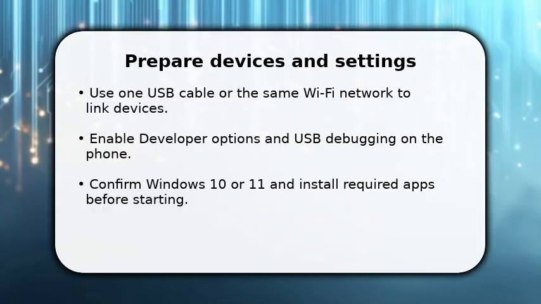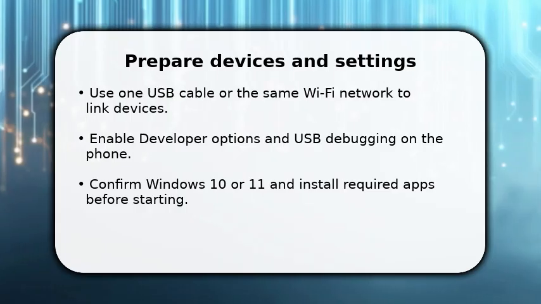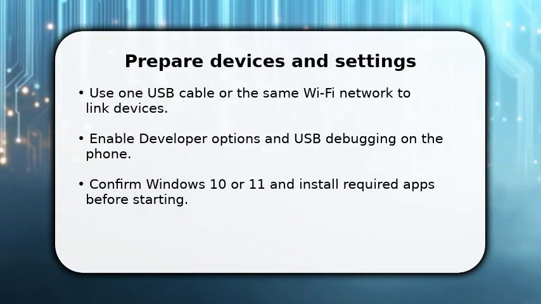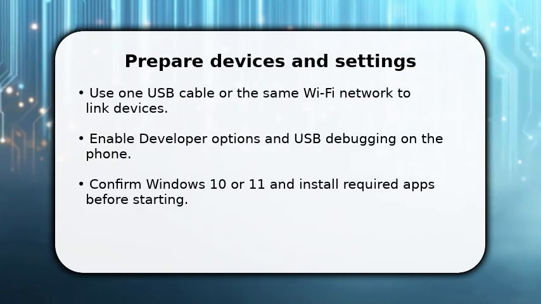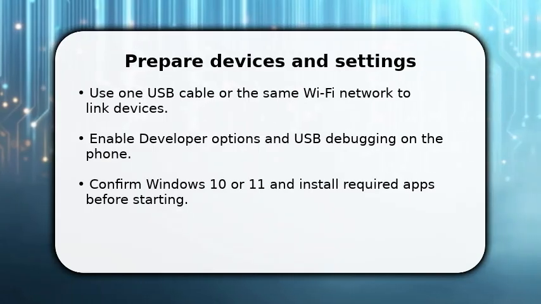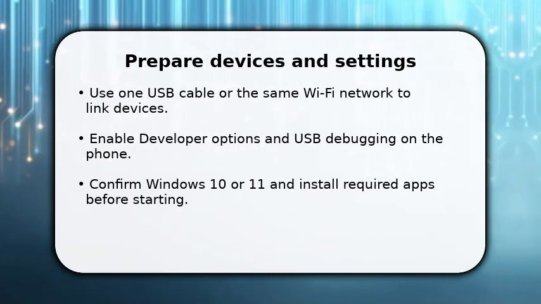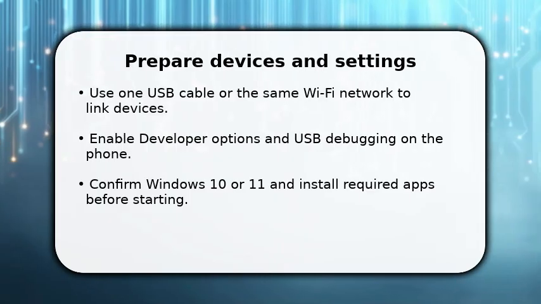Start by preparing both your phone and your PC for a screen link. Use one USB cable or connect both devices to the same Wi-Fi network. On the phone, enable developer options and turn on USB debugging in settings.